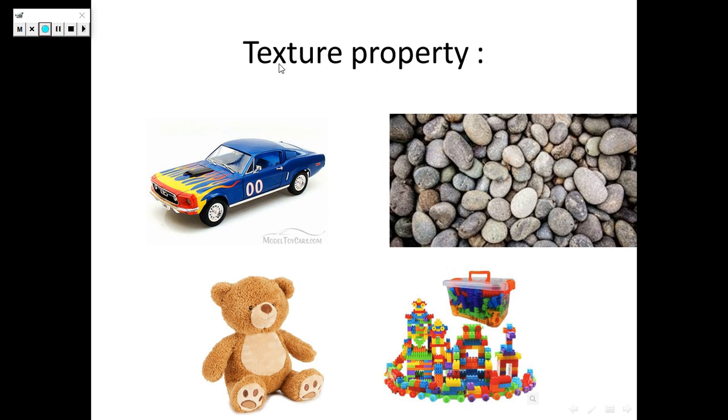The last word we have is the word texture property. This matter can be something rough or hard like these rocks, and it can be very soft like this toy. If you touch a rock at your home or wherever, you will find this rock is rough and hard. But if you touch this toy at your home, you will find this toy is soft. Soft. And this is rough. This one is rough and this one is soft.